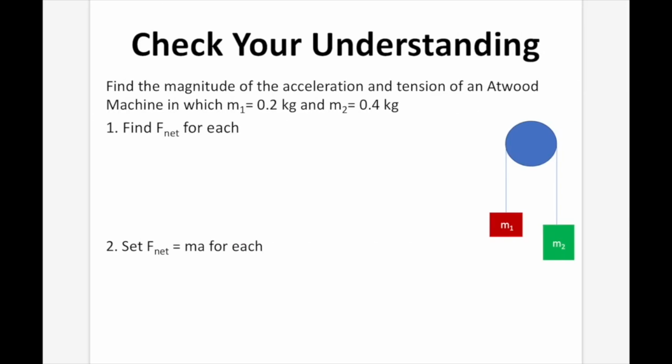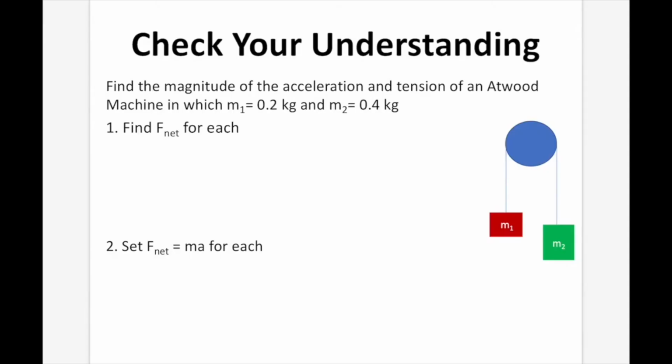Check your understanding. Find the magnitude of acceleration and tension of an Atwood machine in which m1 is equal to 0.2 kilograms and m2 is equal to 0.4 kilograms. So number 1, find F net for each, and number 2, set F net equal to ma for each. Okay, so we're going to find F net for each. We know that this guy is going to go up and m2 is going to go down. So for m1, we're going to call that equation 1, and m2 we're going to call equation 2.